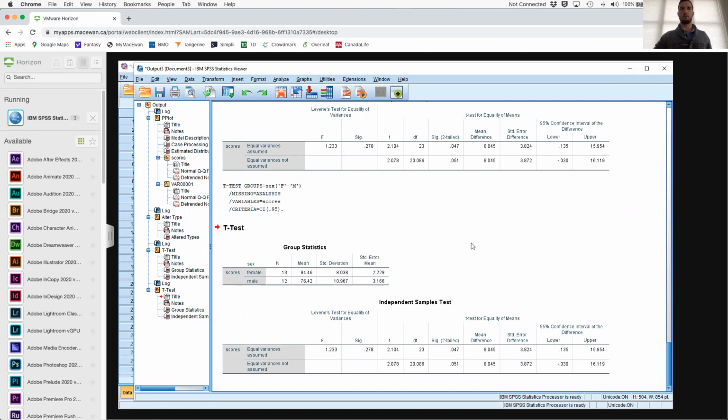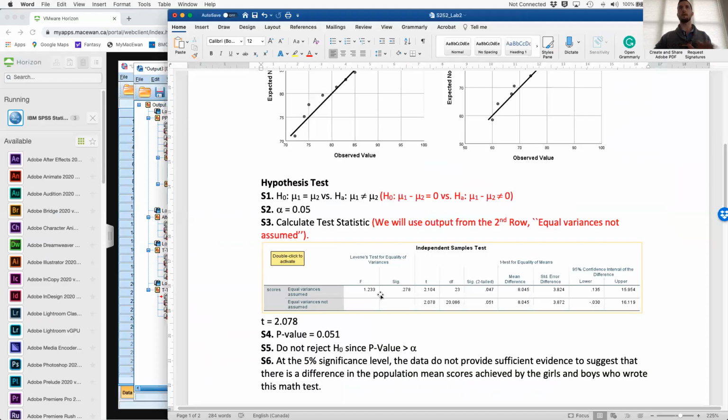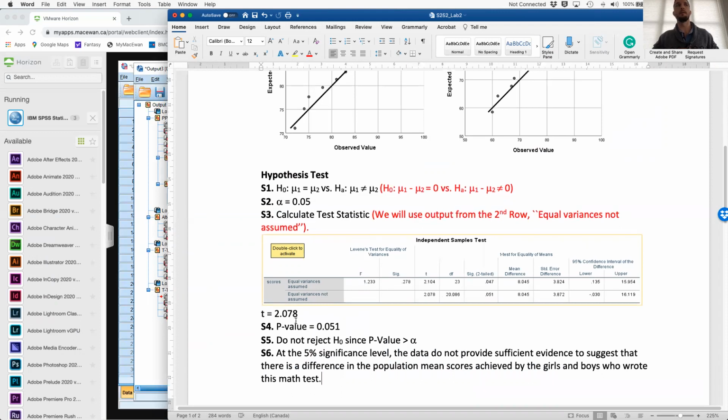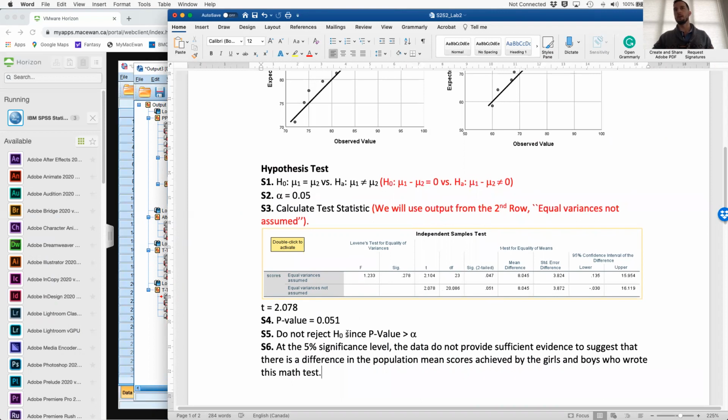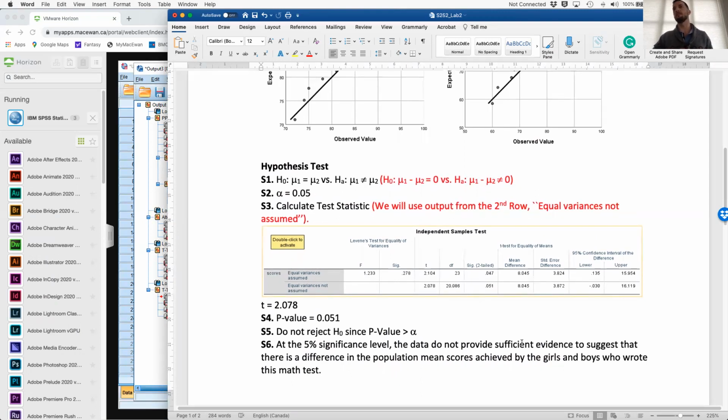All right. So again, from the output, we're going to focus on the second row because we're doing the test that does not assume equal variance. And then following from the output, we have our test statistic, we have our p-value. Again, the p-values from SPSS are always two-tailed p-values. So in this case, we don't have to divide by 2. And then we can say we do not reject since our p-value is bigger than alpha. And then at the 5% significance level, the data do not provide sufficient evidence to suggest there's a difference.